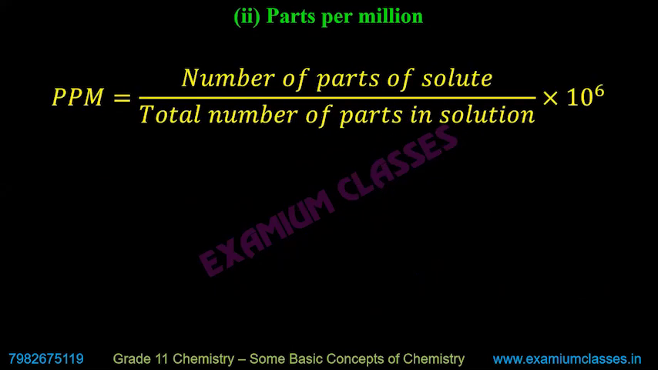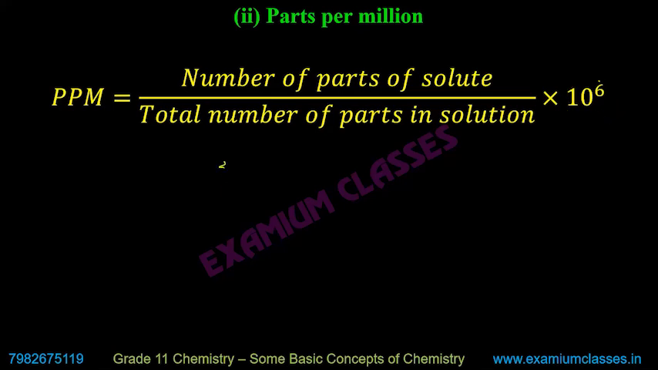Next way, parts per million. This is actually similar to percentage. In percentages, we calculate how many parts there are out of 100. If out of 100 there are 40 parts, we say 40%. Similarly here, we calculate out of 1 million. 1 million is 10 to the power 6. Instead of 100 in this formula, you have 10 to the power 6, which gives parts per million.